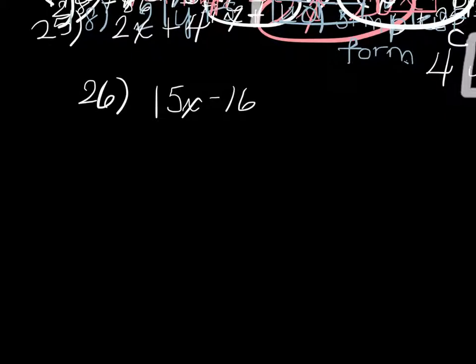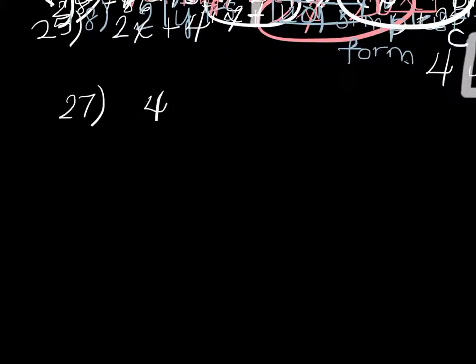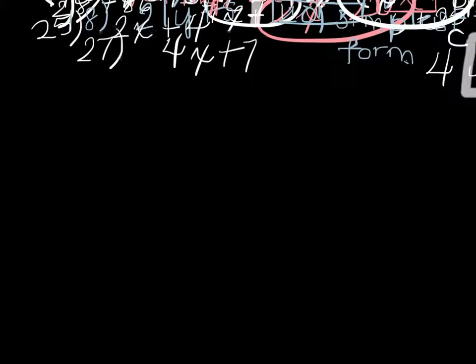Now let's move on to 27. 27 is one of 2 questions that use the distributive property over division, and that is a standard that you must be able to do. So our answer, 4x plus 7, don't worry, I will give you an example that I can use here. And then 28.